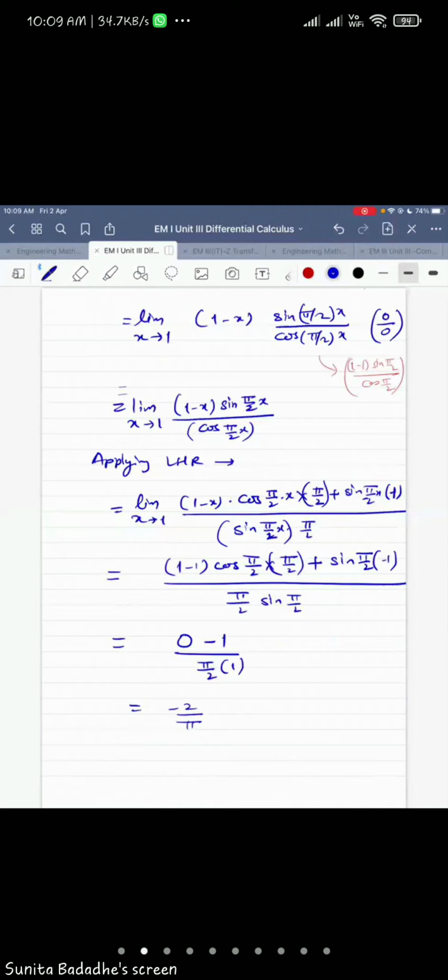Now whether it is minus or plus, let us check it properly. Yeah, cos pi by 2 has derivative minus sine pi by 2. So there will be a negative sign in the denominator. So it will become plus pi by 2 here. Okay. Is the point clear to all?